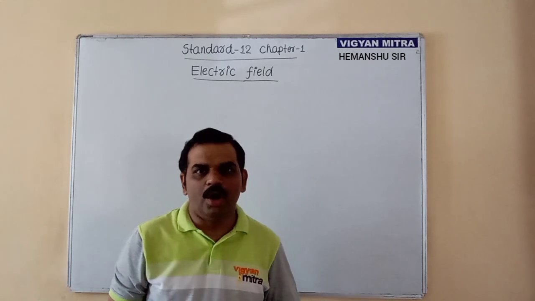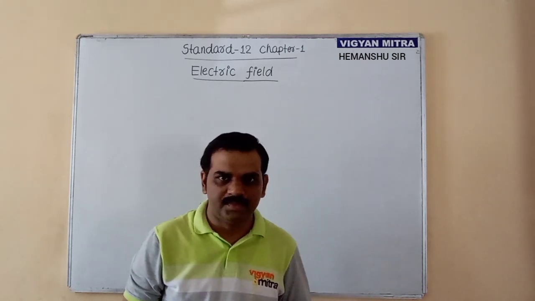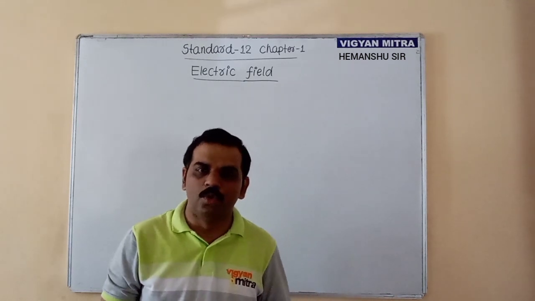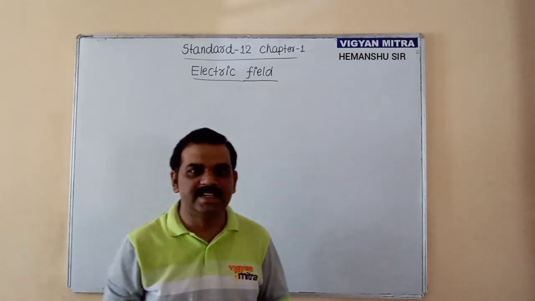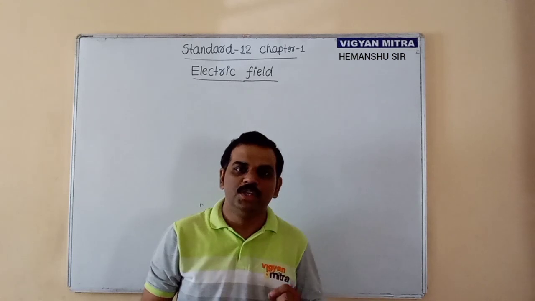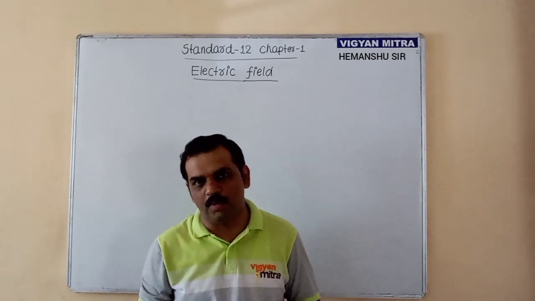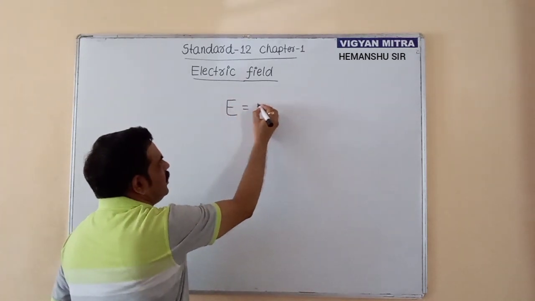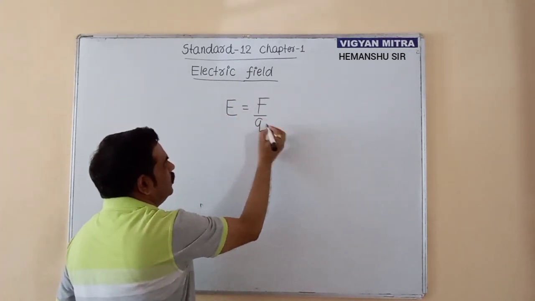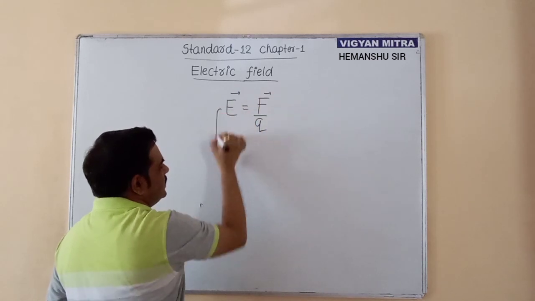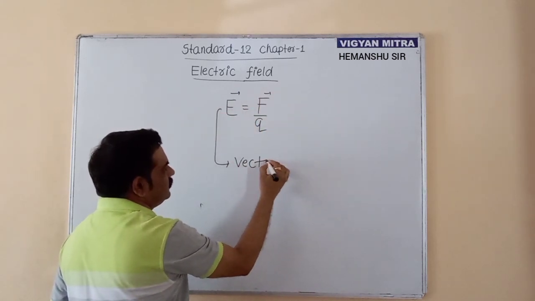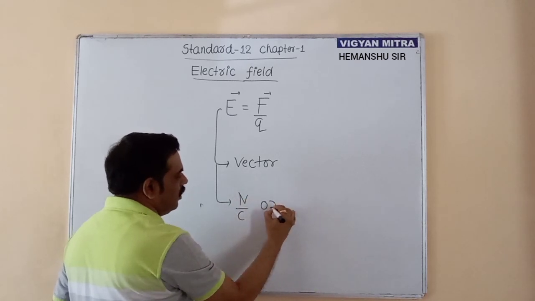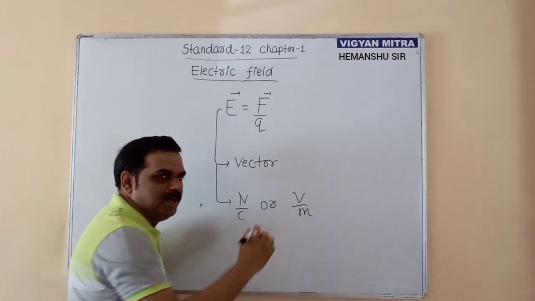Electric field or electric field intensity. Electric field intensity at any point due to the source charge is defined as the force experienced per unit positive charge at that point. It is denoted by E. E is equal to F by Q. Electric field is a vector quantity. The unit of electric field is Newton per Coulomb or Volt per meter.